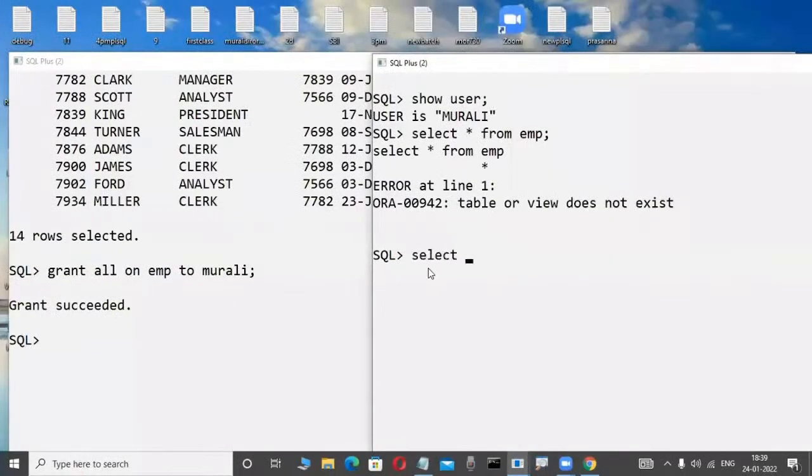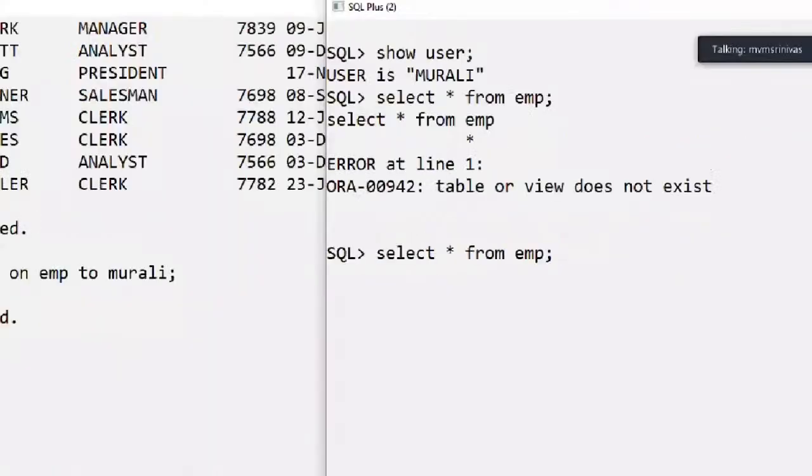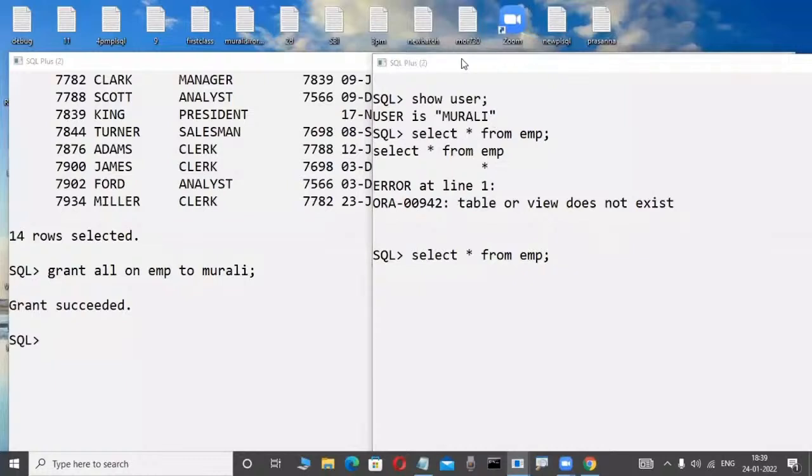Maybe I'm typing like this only: select a star from Scott EMP. Now I'm typing like this only. Maybe possible or not possible? Anybody guess? Possible or not possible? Very good. So many fellows are in our class. I am also a first-time newcomer, and I am also thinking like that. Nothing is there, grant is succeeded, then possible. There we are thinking, you are also telling like that only.